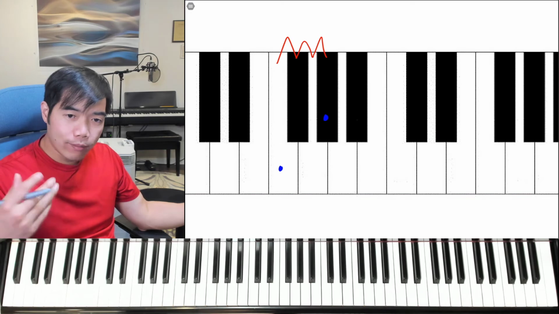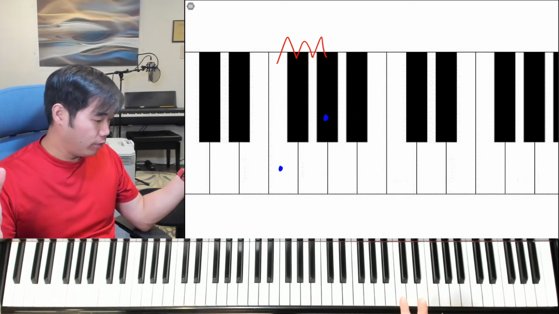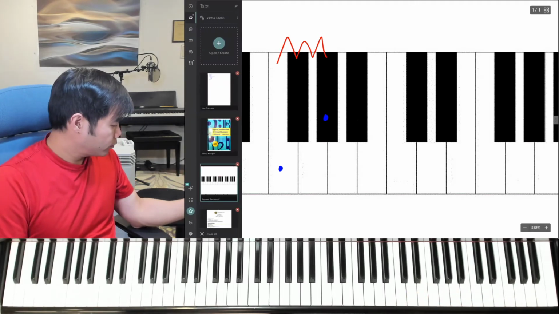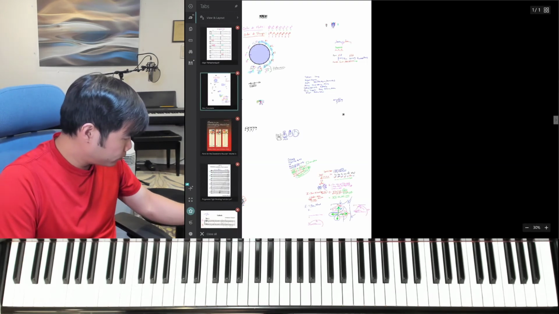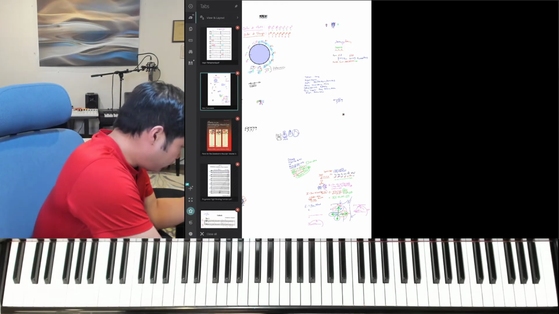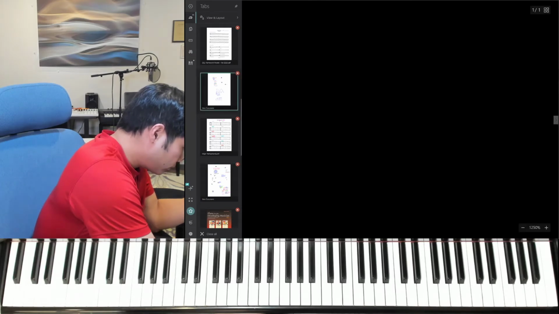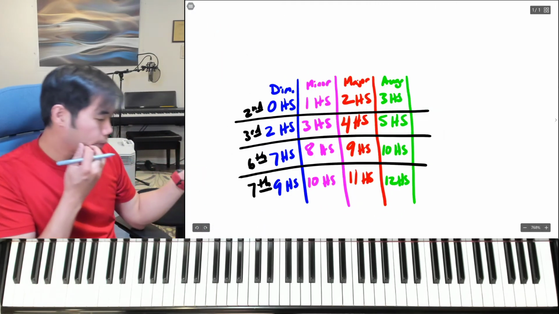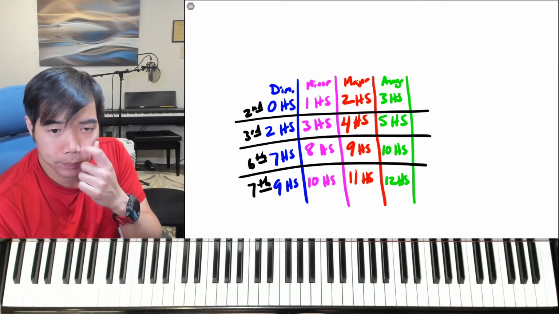Then I need to remember what kind of third is 3 half steps apart? And if I look back at the sheet that I just wrote for you guys here, this is the one. Okay, there's the chart. If we look at the third, a minor third is 3 half steps apart.